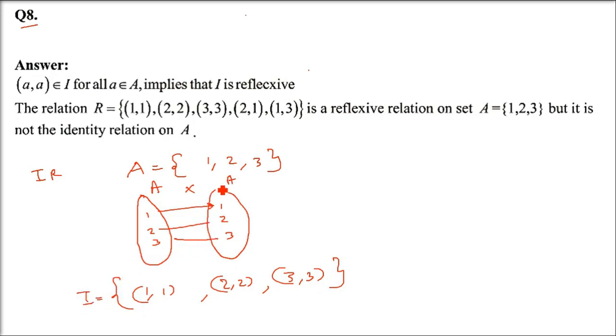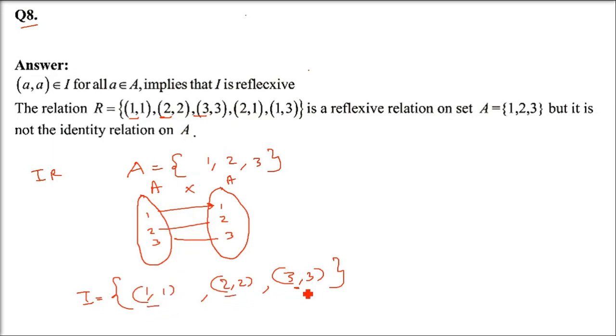So a relation, I'm taking A as {1, 2, 3}. I am making a relation which is (1,1), (2,2), (3,3) along with (2,1) and (1,3). So (1,1), (2,2), (3,3) is there, so it is reflexive because every element is related to itself. And the question is asking, the converse is not true.